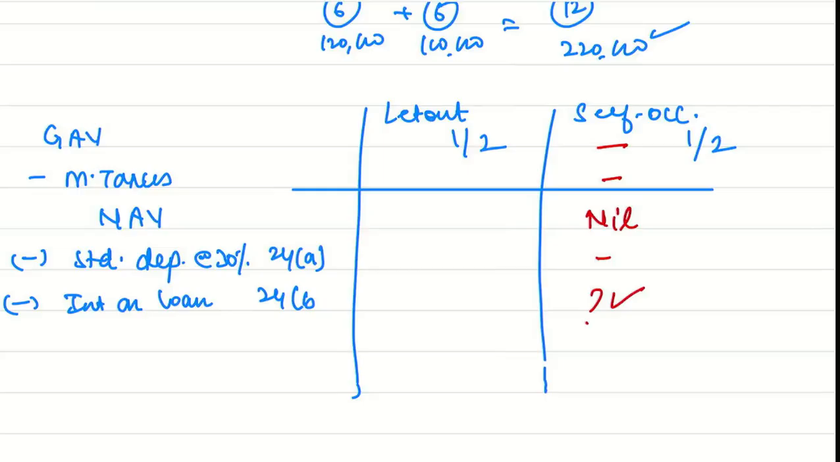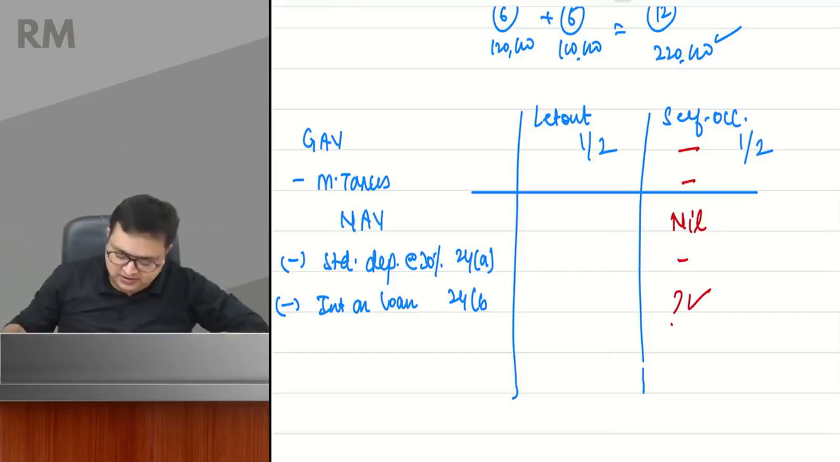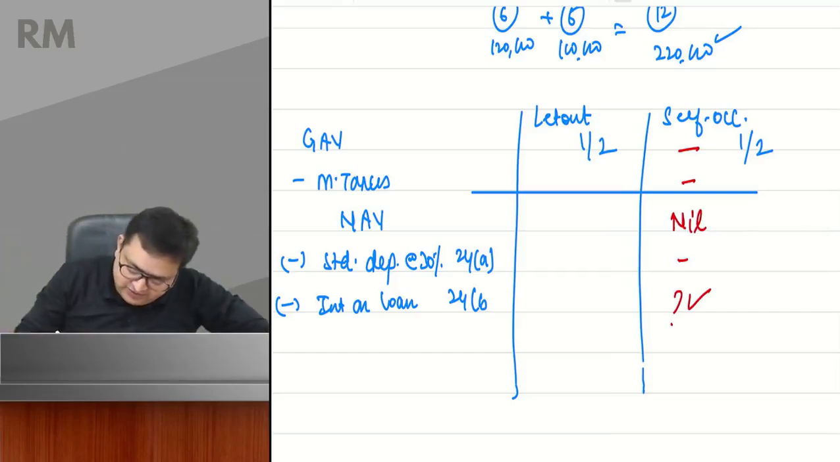Self-occupied, optional. For self-occupied, very good, very good. See, for let out, there is no limit. For let out, there is no limit. But for self-occupied, we have a limit.